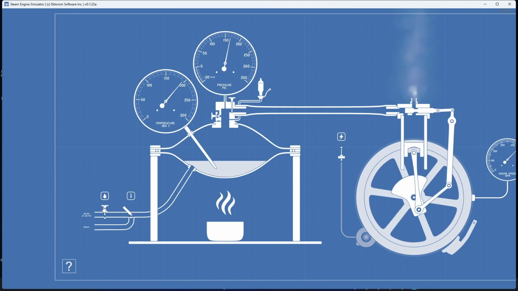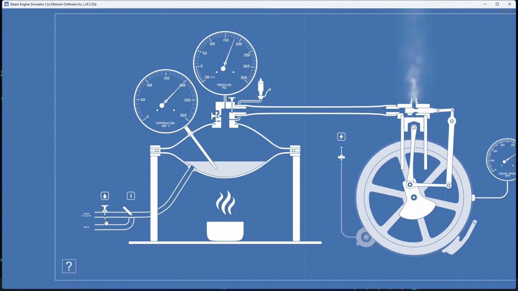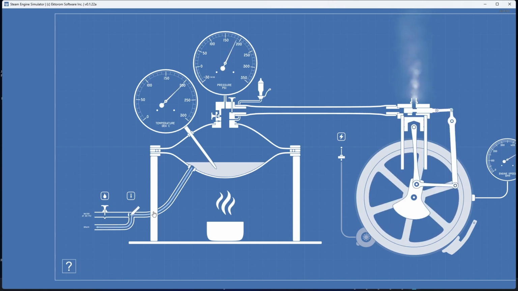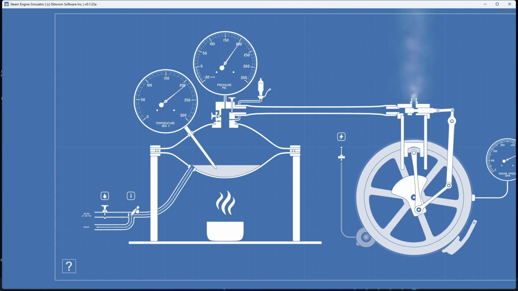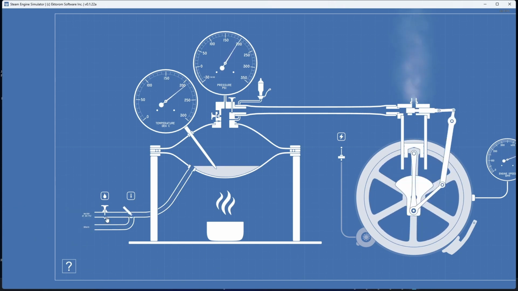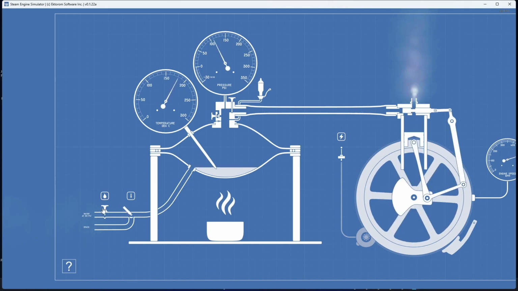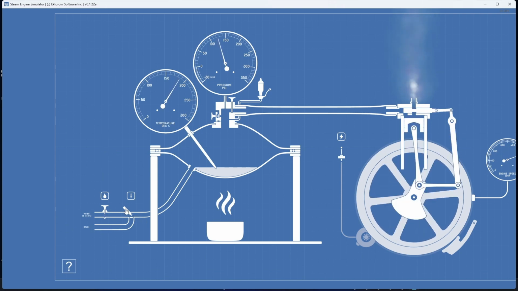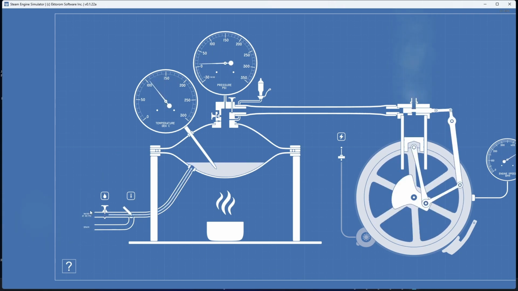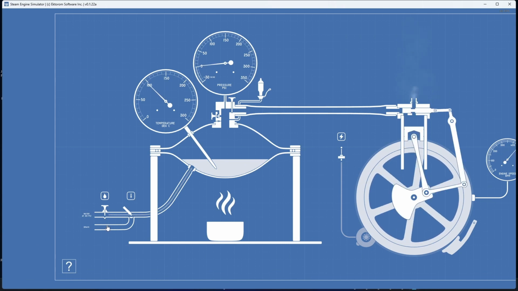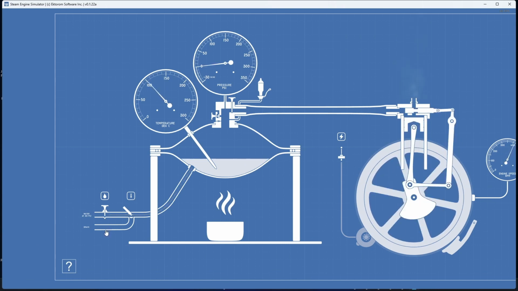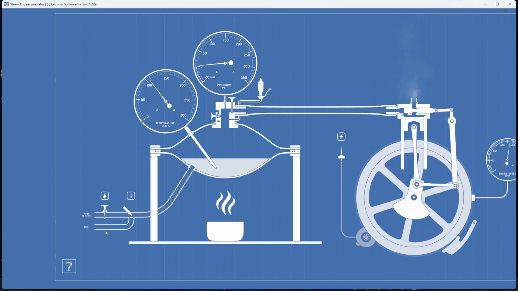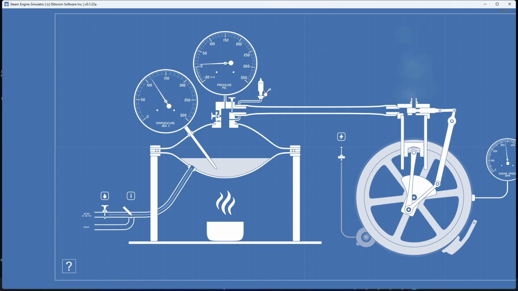Water doesn't want to flow. Slowly add water.